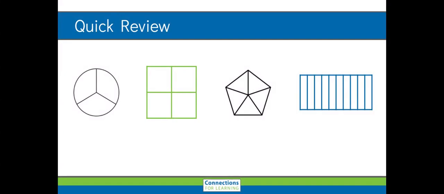Let's do a quick review. We can see here that we have a circle as our first shape divided into three parts. We call those thirds. We have a square divided into four. This can be quarters or fourths. We have a pentagon divided into five. We call these fifths. And our final shape is divided into 10, and we can call those tenths.